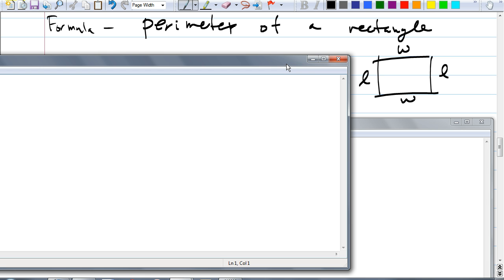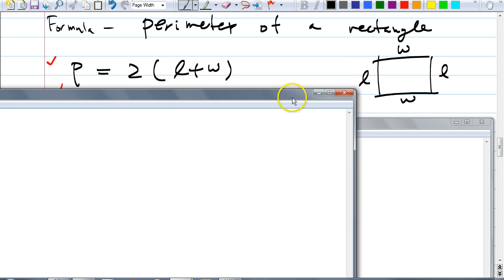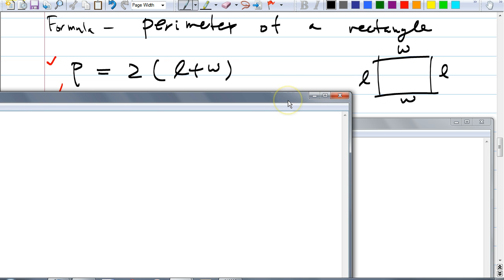2L plus 2W. That's correct. Now, I cannot tell you how many times people write, "Oh, could I do it this way? 2 times the sum of the length and width. Is that the same thing?"